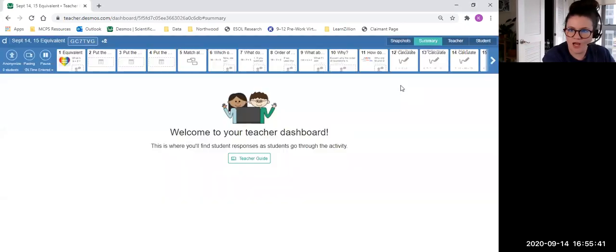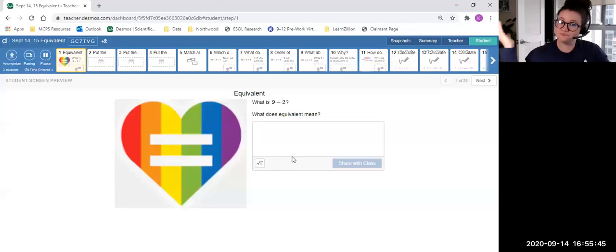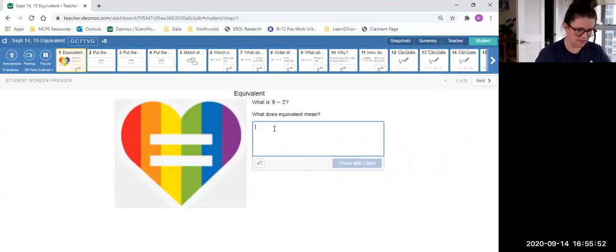All right, so I'm going to go through this as a student and hopefully clear up some understandings. So what is 9 minus 2? Well, 9 minus 2 is 7, right? Just throwing that out there. So 7. And what does equivalent mean?